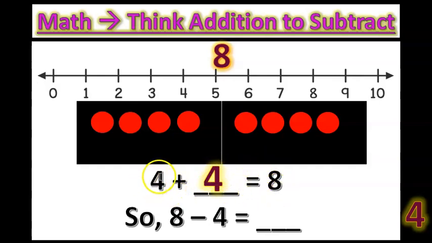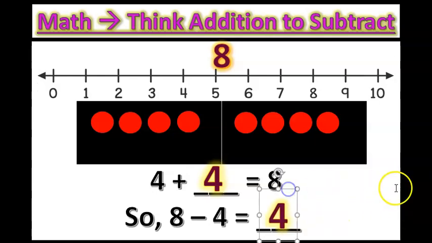That is true because we have 4 circles here. We have 4 circles here. And when you count them all together, that's going to give you 8. Now, let's come here to our subtraction equation. What answer is missing here? 4. Good job. So let's insert 4 there.